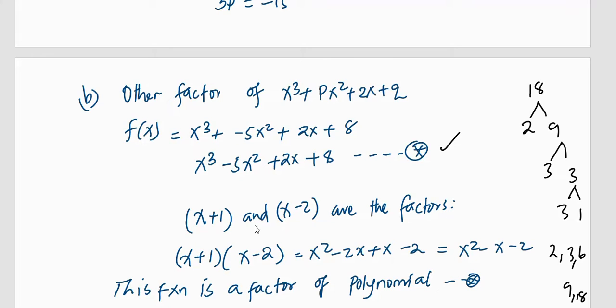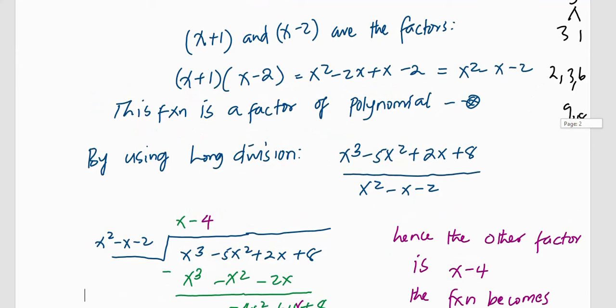If I multiply the two, then I get an expression, and if I divide the polynomial I have, x cubed..., by this expression, the product of these two factors, what results will also be a factor of the polynomial in question. Therefore, I need to multiply the two factors I'm given, x plus 1 into x minus 2, and this is equal to x squared minus x minus 2, meaning this function is also a factor of the polynomial.